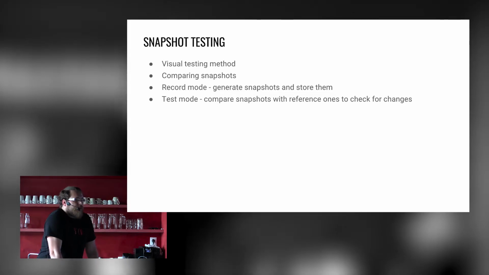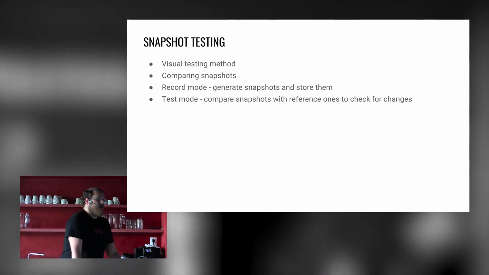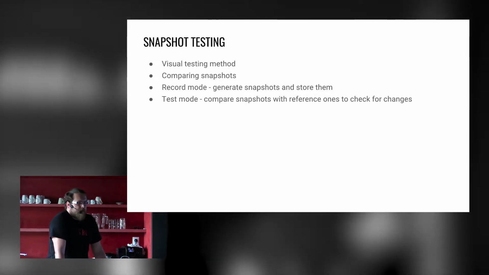It's a visual testing method that works on comparing snapshots, and it basically has two modes. The first one is called record mode, and in this mode it will take screenshots of your app or views that you want to test, and will store the images as a reference. And in the test mode, it will compare those reference images with the things that are displayed on the screen.